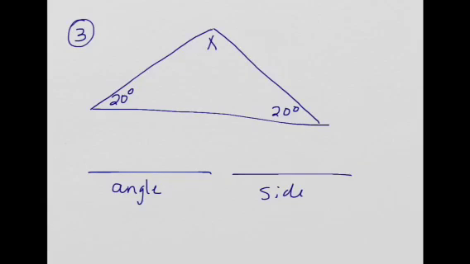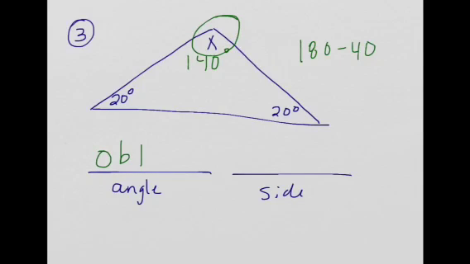All right, let's figure out the missing angle. So we have 20 plus 20 is 40. So 180 minus 40 means that this angle up here is 140 degrees. So that's my largest angle. That's an obtuse angle, so the triangle is going to be obtuse. The 20-degree angle is opposite the side that is at the same length as the side that's opposite the other 20-degree angle. So that's going to make it an obtuse isosceles.